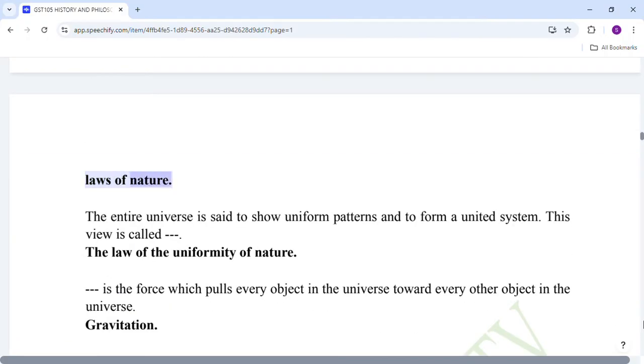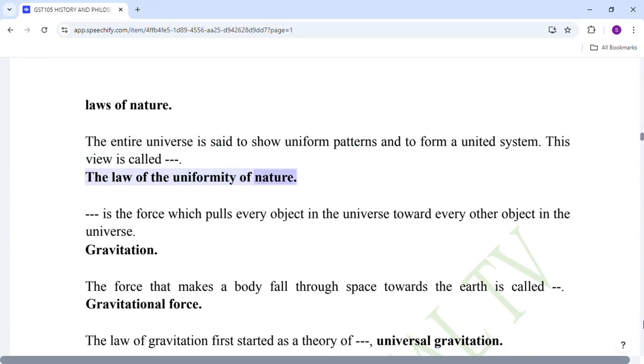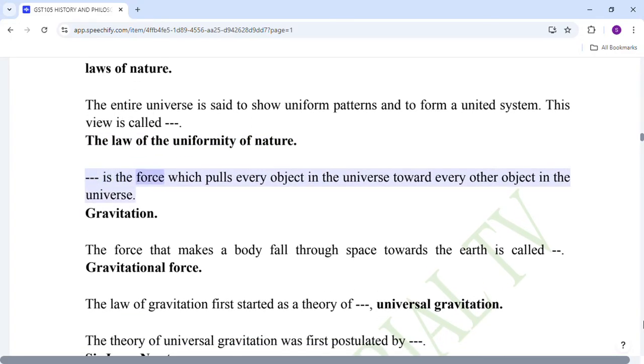The entire universe is said to show uniform patterns and to form a united system. This view is called the law of the uniformity of nature. Gravity is the force which pulls every object in the universe toward every other object in the universe.